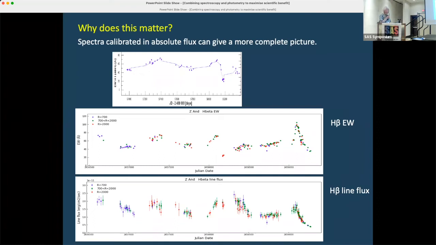So why does all this matter? Just that calibrating an absolute flux can give you a more complete picture of what is actually going on, and that would be, I would say, the strong motivation for doing it for us as amateurs, but also the professional astronomers get more useful data.